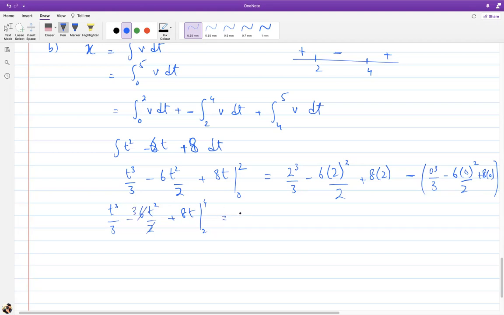Sir, you could simplify further, cancel the 3 with the 3. Oh, actually the 3 can't be cancelled. Sorry, there is a minus sign there. Yeah, I just saw. Yeah.